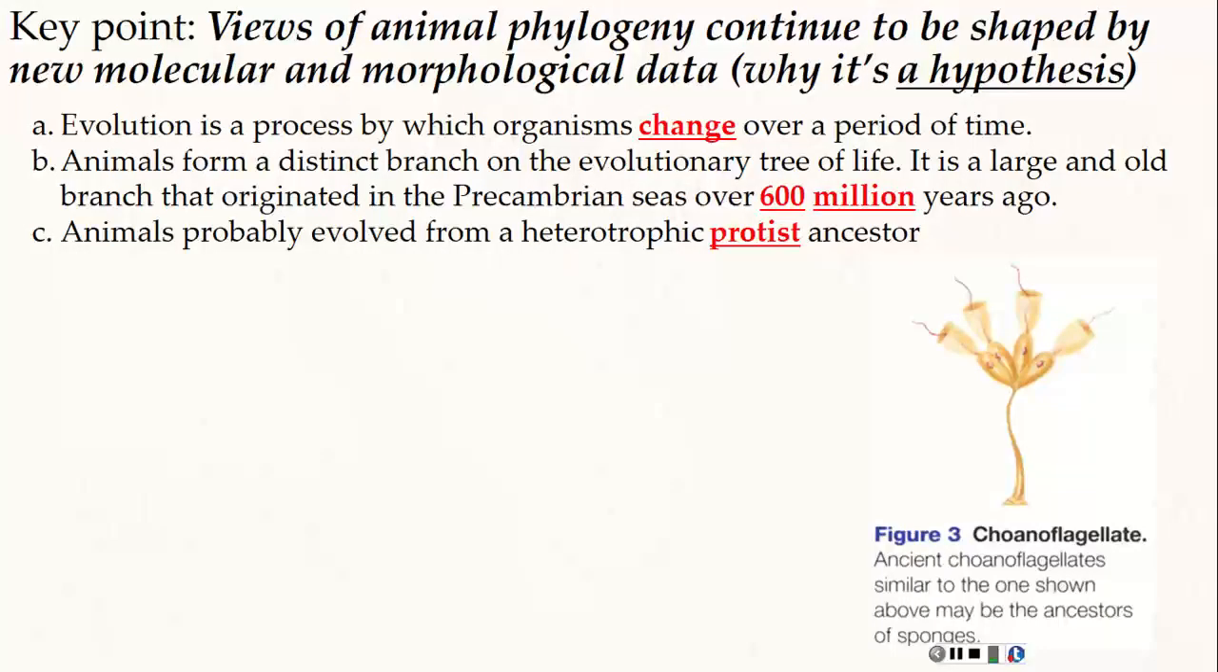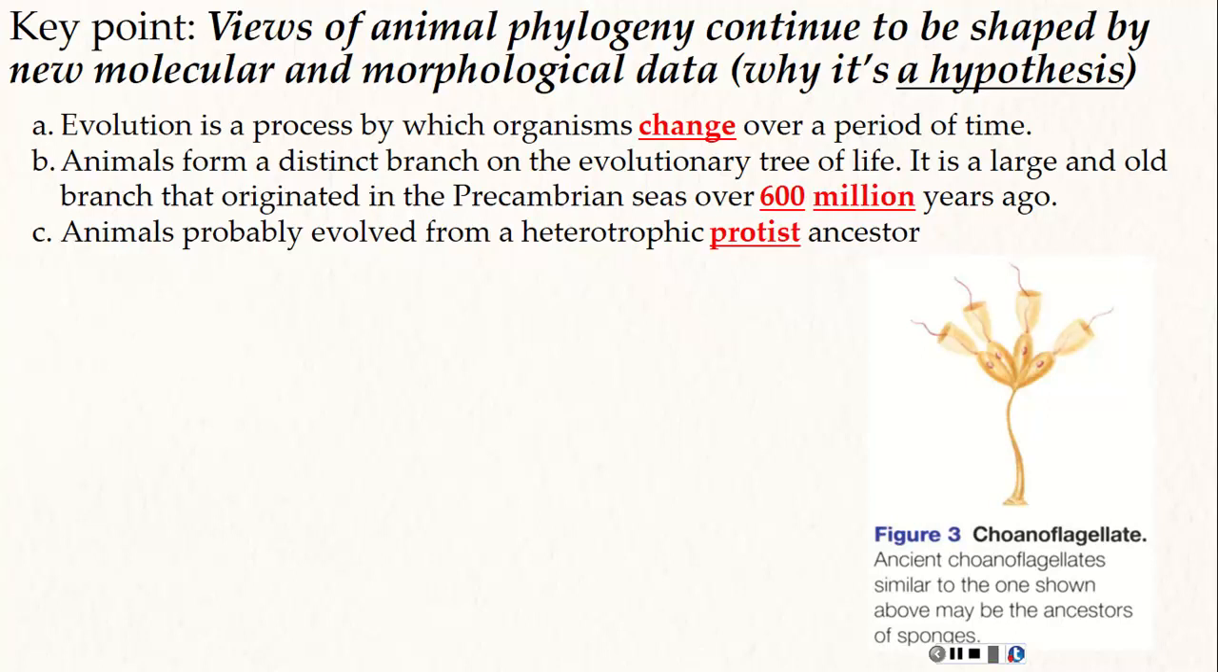It's worth noting here, and I know we talked very quickly about this in part 1, that views of animal phylogeny continue to be shaped by new technologies and new information that's acquired. And again, just as a reminder, that's why these are referred to as hypotheses. Evolution, again, is a process by which organisms change over time. Animals form distinct branches of the evolutionary tree of life. Just some reminders from the previous chapters that we've studied.